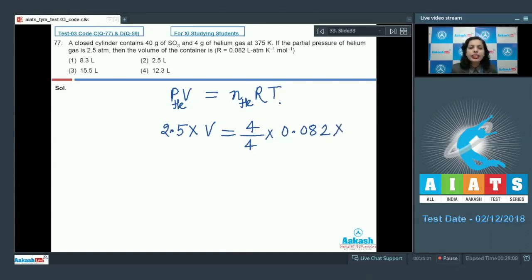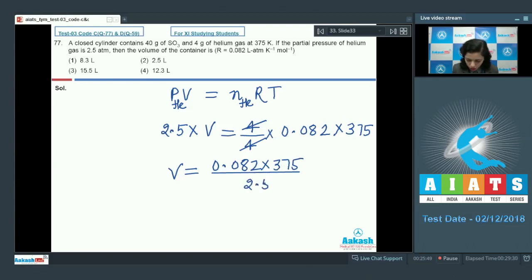Now let's multiply the temperature here. What is the temperature? That is 375 Kelvin. And this V value you will find out simply, that would be 0.082 into 375, divided by 2.5. If you solve this, you will find out that this is 12.3 liter. And if this is the answer, we can easily choose the correct option, that is given in option 4. After this, let's take the next question.